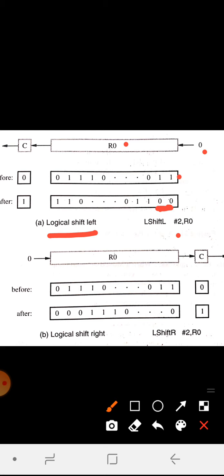Now we have logical shift right. Again we perform this shift 2 times. You can see here that after it is shifted 2 times, the vacant positions are filled with zeros.